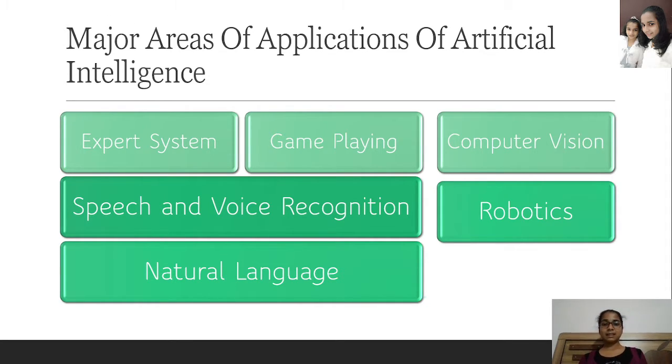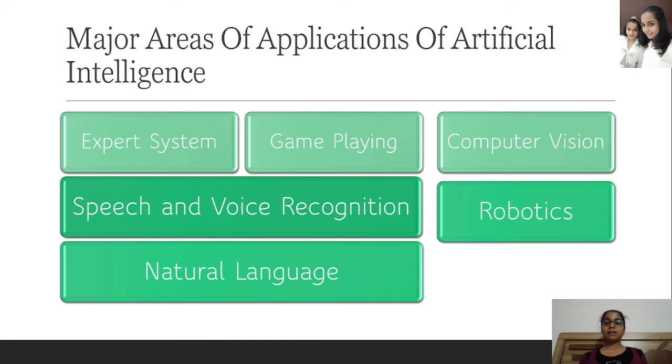And next is speech and voice recognition. A point to be noted is that these words seem to be similar, but they aren't. Speech recognition means what the speaker is trying to say, what was said. And voice recognition means identifying the speaker of the words, that is, who said that.